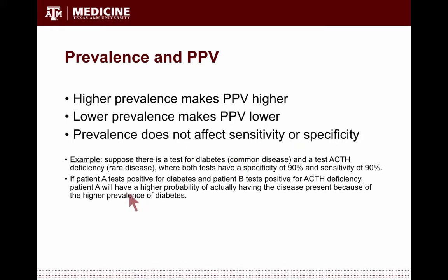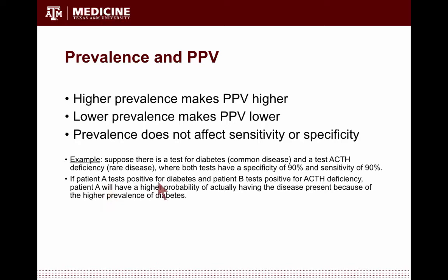Here's an example. Suppose there is a test for diabetes, which is a common disease, and a test for ACTH deficiency, which is a rare disease, where both tests have a specificity of 90% and a sensitivity of 90%. So the quality of these tests are equivalent.